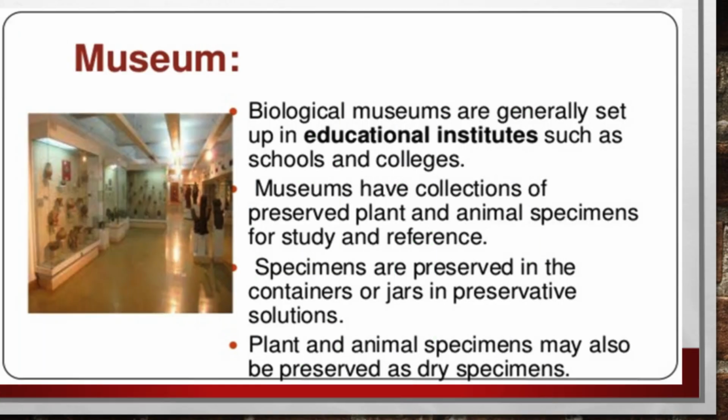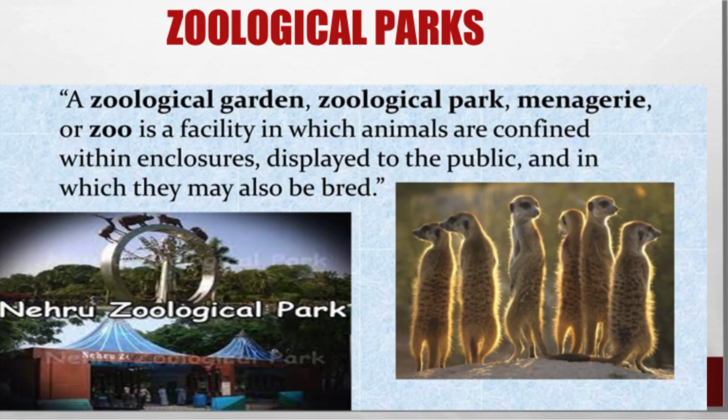Museum. Biological museums are generally set up in educational institutes such as schools and colleges. Museums have collections of preserved plant and animal specimens for study and reference. Specimens are preserved in glass containers or jars that are filled with preservative solution. Plant and animal specimens may also be preserved as dry specimens. Zoological park. A zoological garden, a zoo or a zoological park is a facility in which animals are confined within enclosures, displayed to the public, and in which they may also be bred for giving birth to young ones.